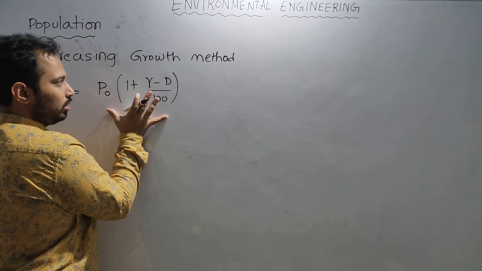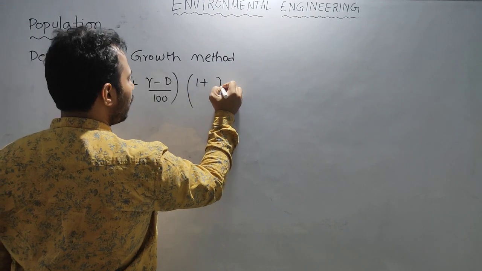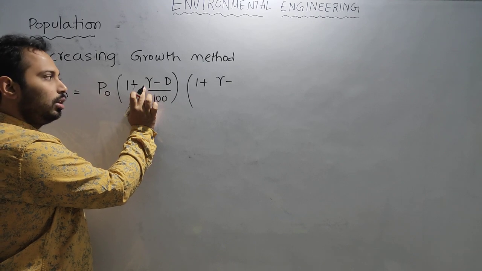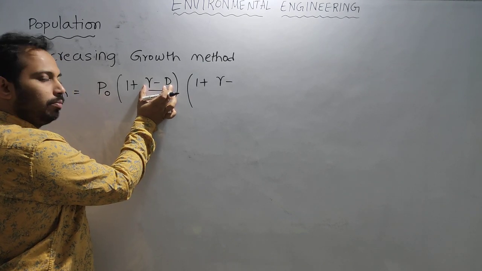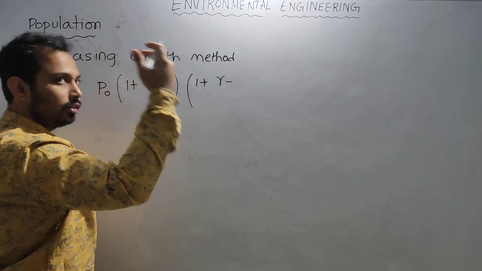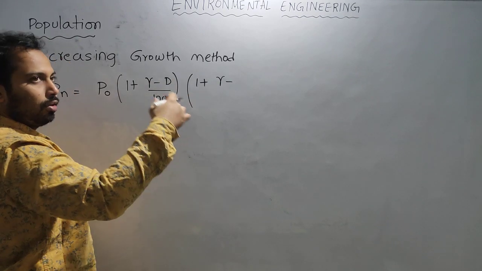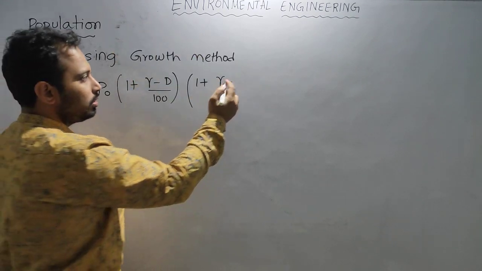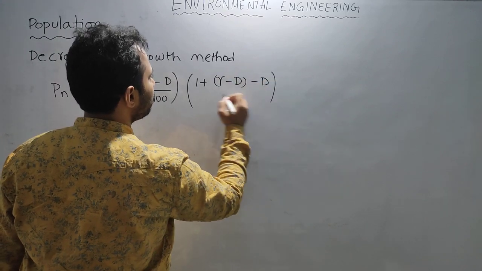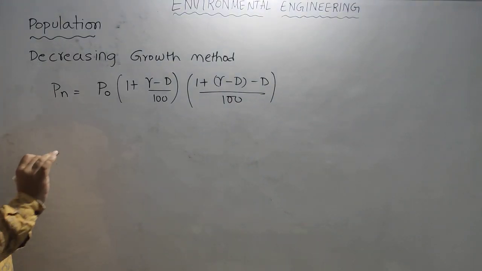So this is P1, and this P1 is multiplied by 1 plus R minus D. This R is for the first decade. If you want to find the second decade, this R minus D will be the rate for the second decade, and minus D is a decrement. Are you able to understand what I am saying?